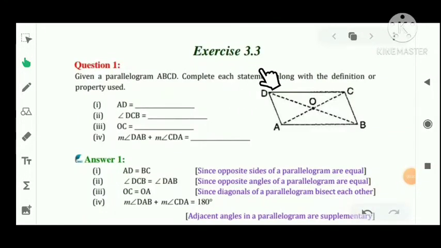Hello students, today I will start the remaining exercises of chapter number 3, that is exercise 3.3 and 3.4. Let's start with question number 1. Question number 1 is: given a parallelogram ABCD, complete each statement along with the definition or property used.